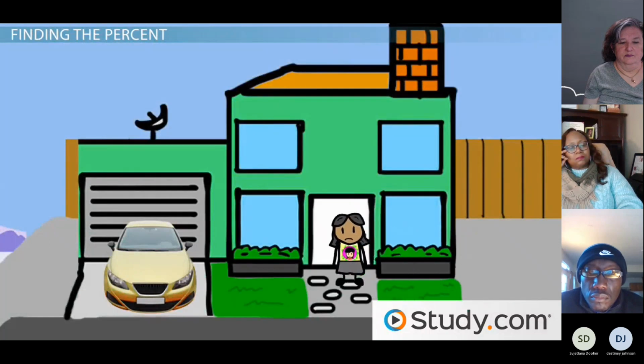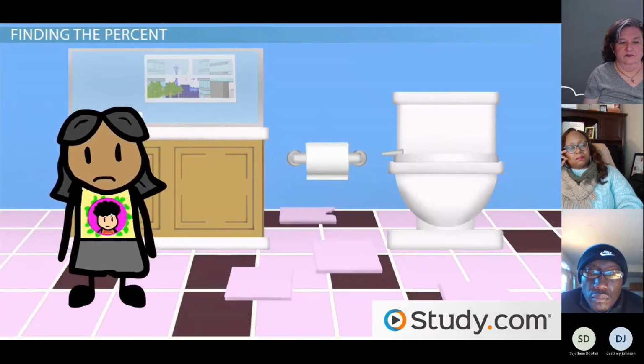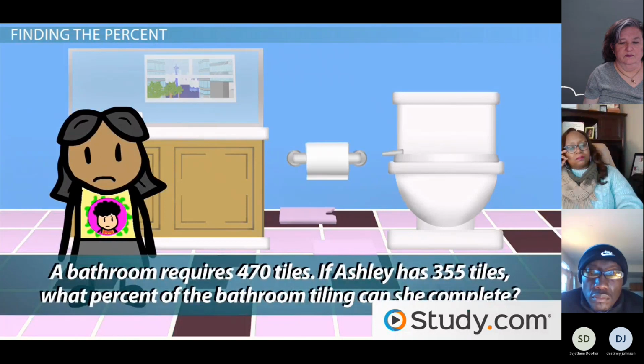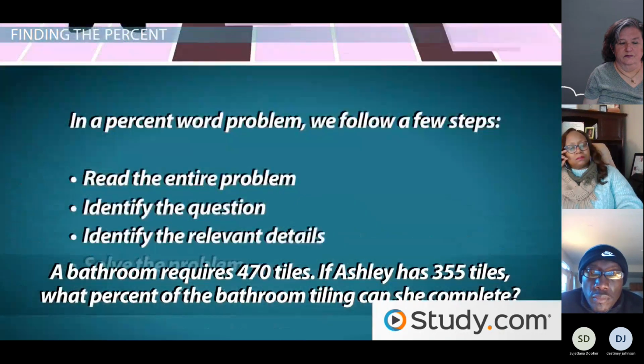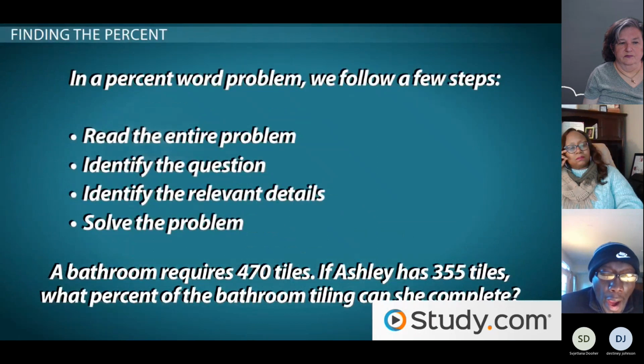All right, time to help Ashley. She's retiling a bathroom and she runs into this problem. A bathroom requires 470 tiles. If Ashley has 355 tiles, what percent of the bathroom tiling can she complete? Let's think about our steps. We read the problem, and what's the question?